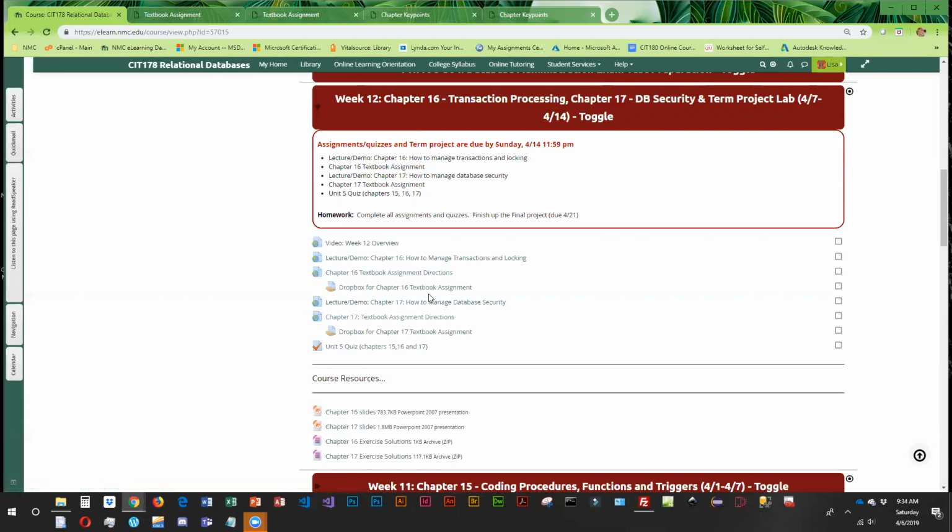In the last few weeks of the semester, you are going to be finalizing your term project and sharing it with the class, and you will also be preparing for that certification exam.